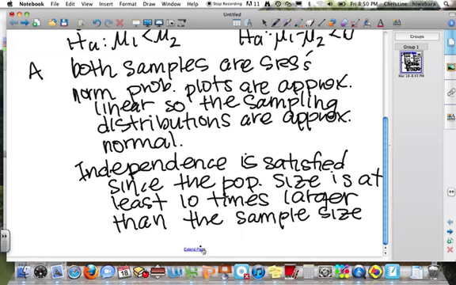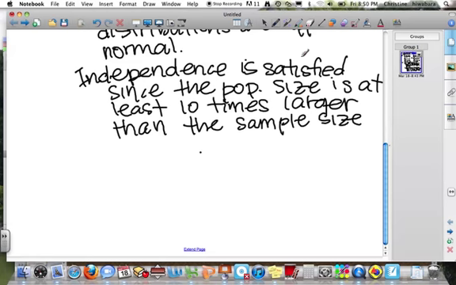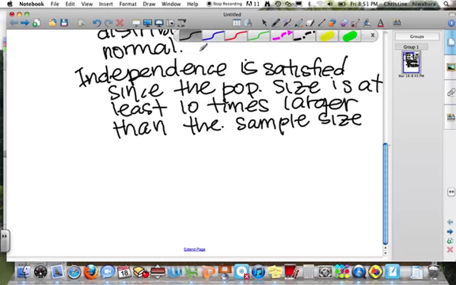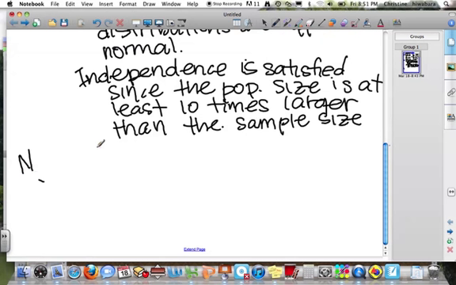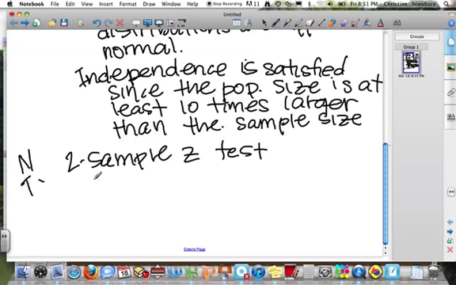Okay, so those are your three assumptions, your three conditions. So the next thing you need to talk about in PHANTOMS is going to be the name of the test, right? So for name of the test, we're dealing with a two-sample z-test. So you guys should be giving me a test statistic and not a confidence interval. The next part is T for PHANTOMS, and that's your actual test.